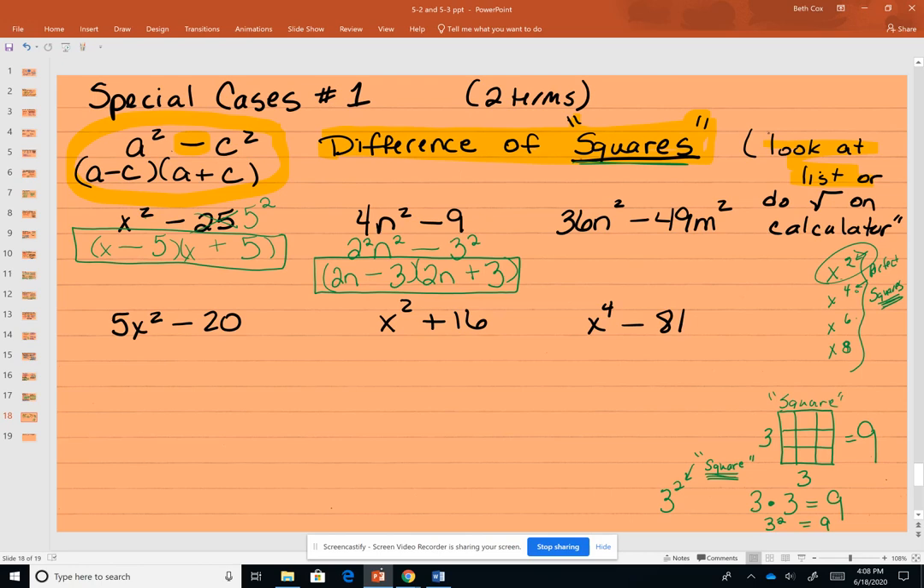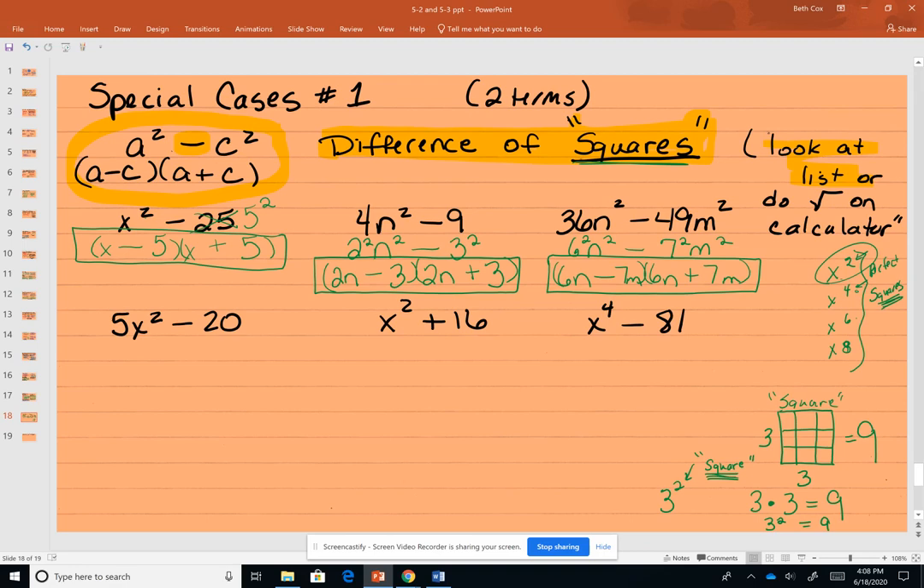This 36, 6 to the second, n to the second, 7 to the second, m to the second. Now drop the little 2's. 6 and 6, n and n, 7 and 7, m and m, minus, plus. It's a different way of writing it. That's it. All right, next one.